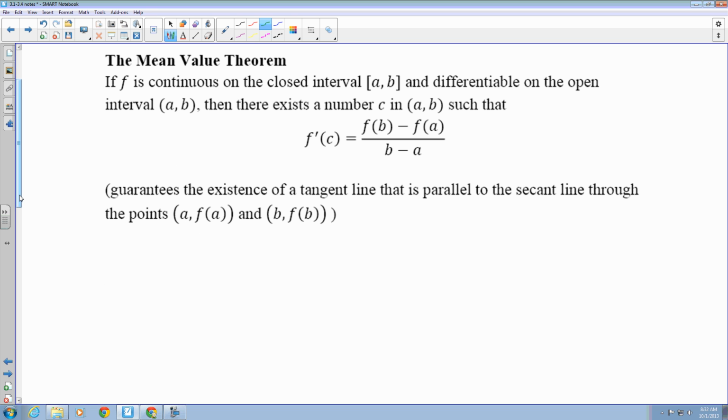Okay, the next theorem, the next part of the section, is the Mean Value Theorem. We have a continuous function on a closed interval and differentiable on the open interval, so that's the exact same thing so far. There has to be a number c in our interval such that the derivative is equal to the slope of the secant line. That's f(b) minus f(a) over b minus a. That's what the slope of the secant line is.